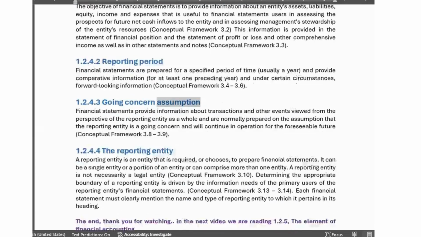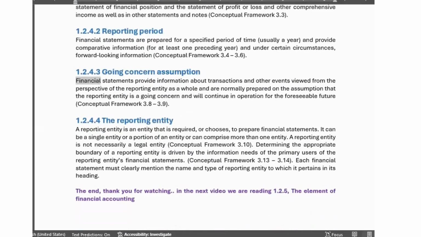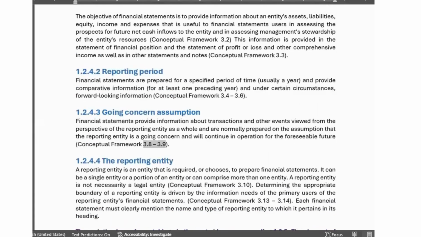1.2.4.3 Going concern assumption. Financial statements provide information about transactions and other events viewed from the perspective of the reporting entity as a whole and are normally prepared on the assumption that the reporting entity is a going concern and will continue in operation for the foreseeable future. Conceptual Framework 3.8 to 3.9.